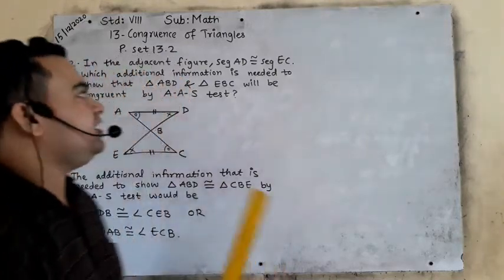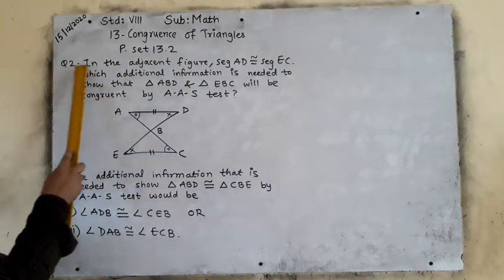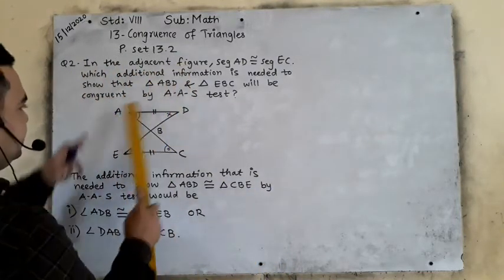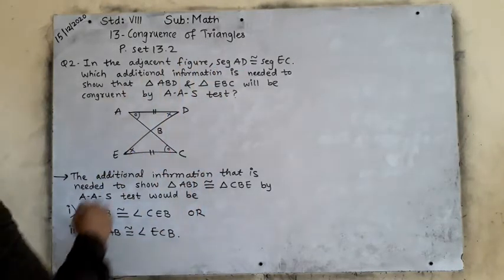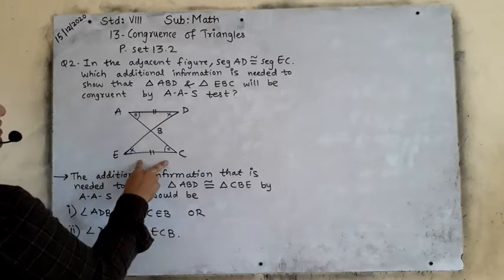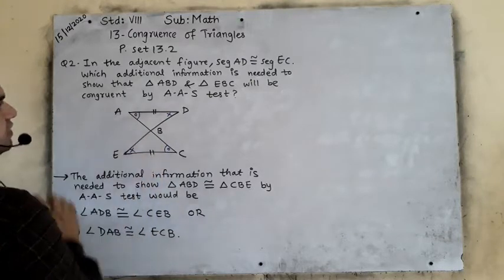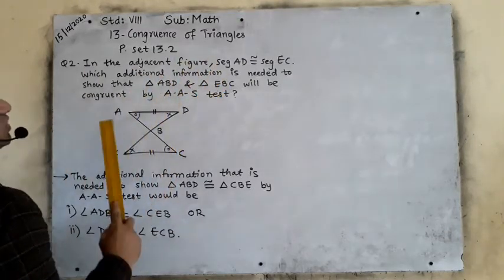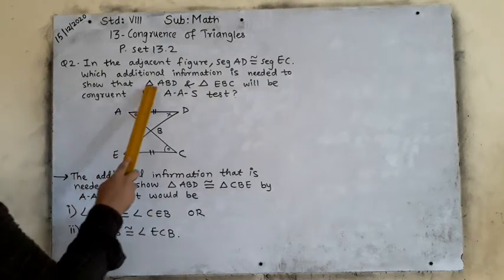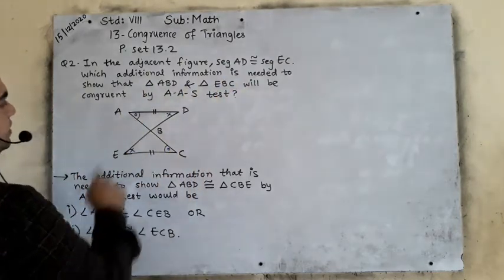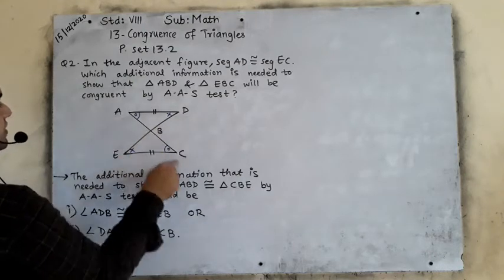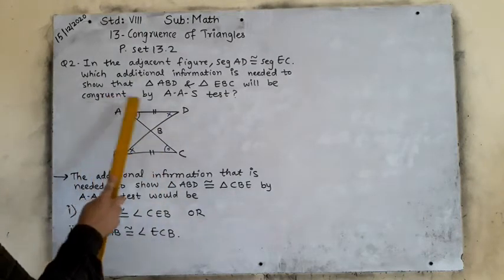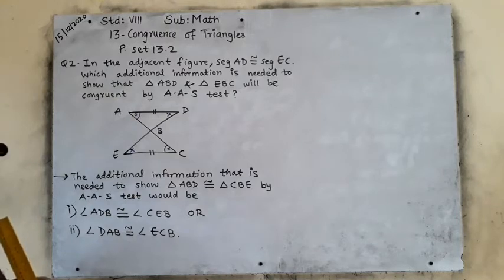Okay, so read the question carefully. Question number 2. In the adjacent figure, segment AD is congruent to segment EC. See, AD is congruent to EC. It is given by identical marks. Which additional information is needed to show that triangle ABD and triangle EBC will be congruent by angle side test?